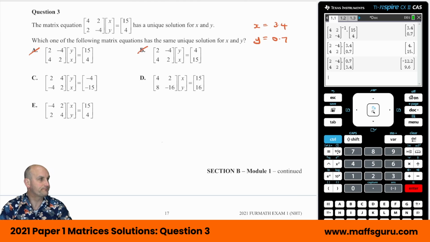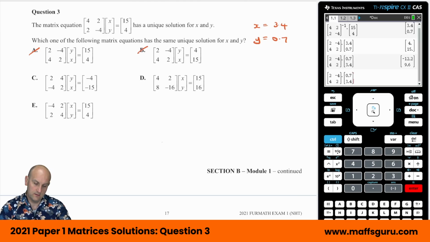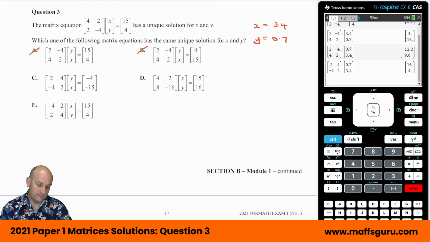C. Let's copy it down again. This is going to be 2. They've swapped the values. So 2, 4, minus 4, 2, y and x, hit enter. Gives me 15 and 4. Nope, that's not the one we are looking for.